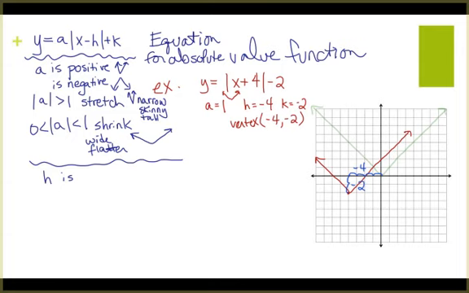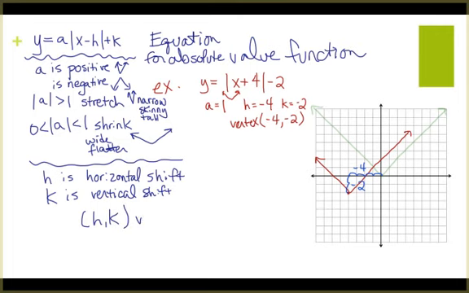h is the horizontal shift. That's why it moved 4 to the left. And k is the vertical shift. That's why it moved 2 down. Both of those were negative, so it moved left and down. And so h and k together always give you your vertex, right? The point where it changes direction. And that's just like in a parabola, and we're going to see that in other things too. h and k is always an important point.